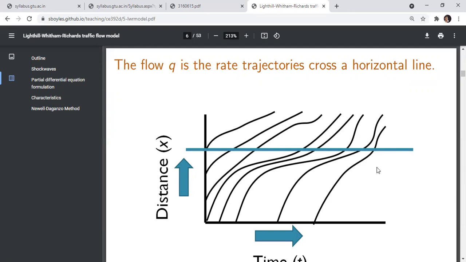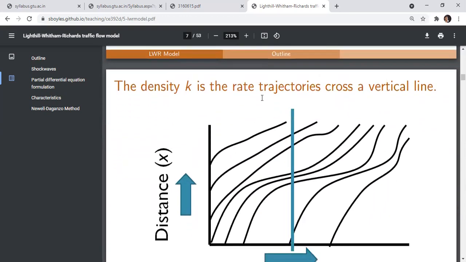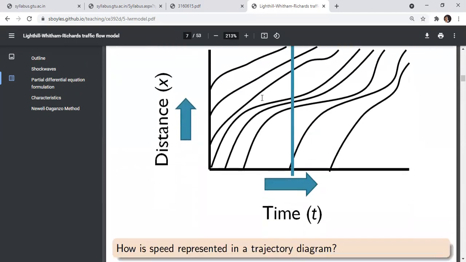After the saturation point or saturation speed, if vehicles increase their speed, there is no increment or decrement in the flow rate of that particular lane or section. So this kind of diagram shows the trajectories crossing a horizontal line. The blue line indicates the flow rate of the vehicles. The density K is the rate at which trajectories cross the vertical line.